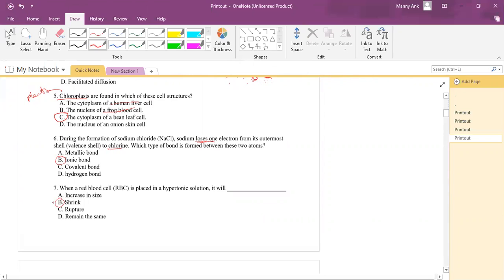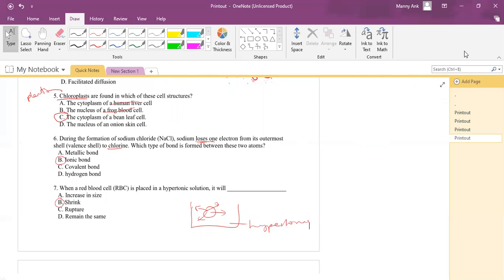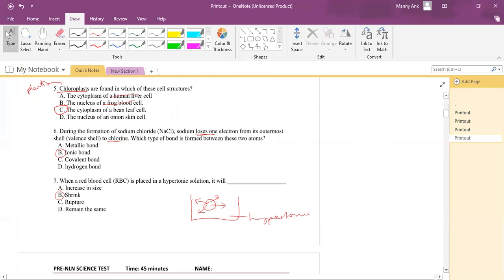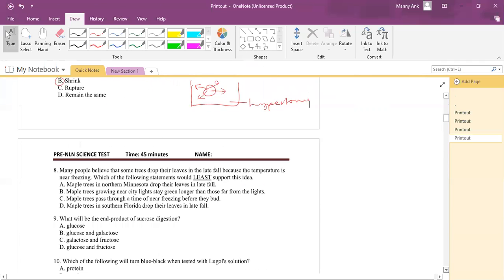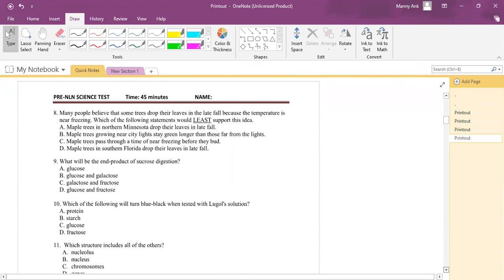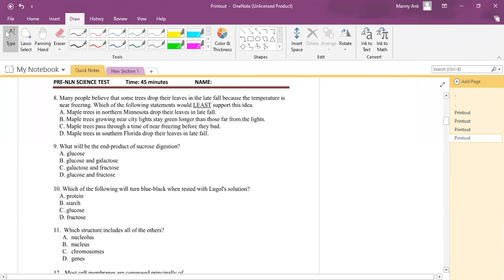Then number 7: when a red blood cell is placed in a hypertonic solution, it will shrink. Because I have a hypertonic solution, the water is going to move out of the red blood cell. Number 8, we saw that last time when we were doing our practice.